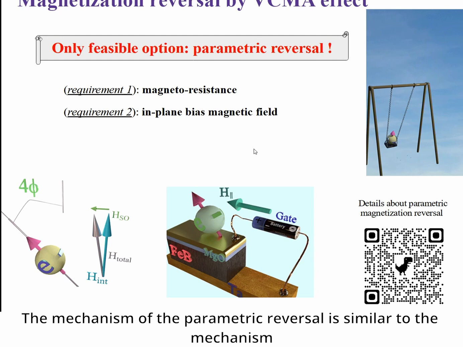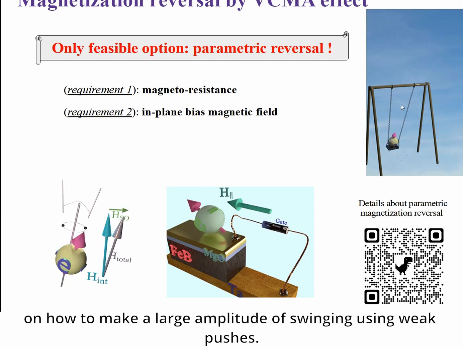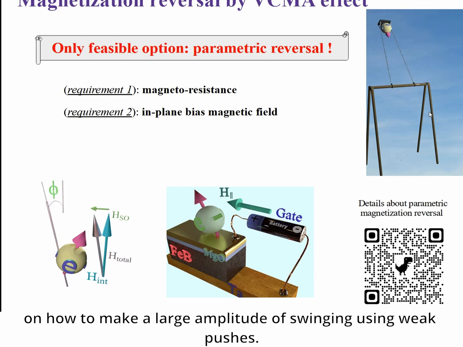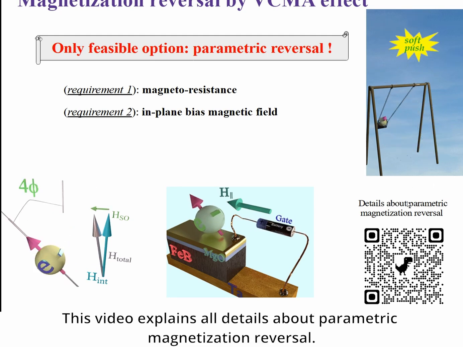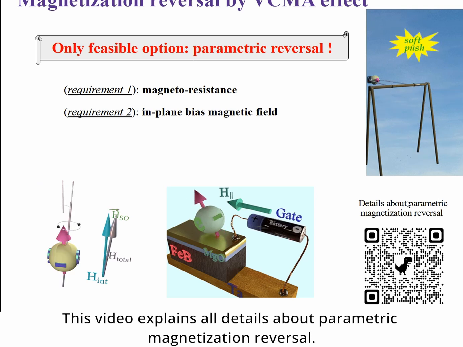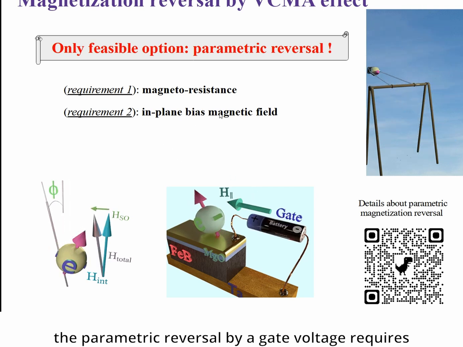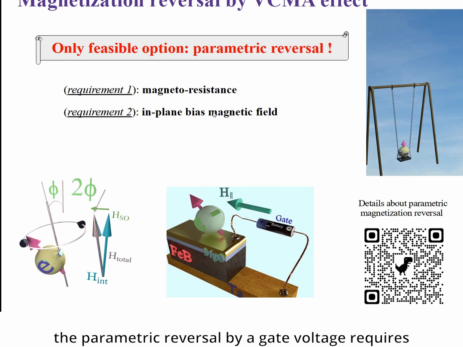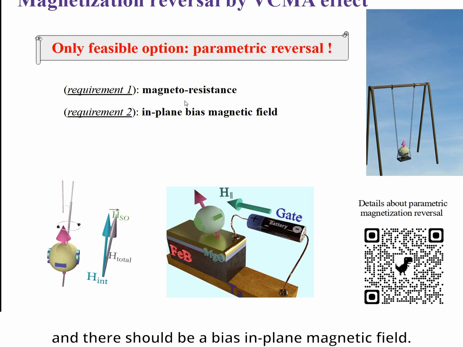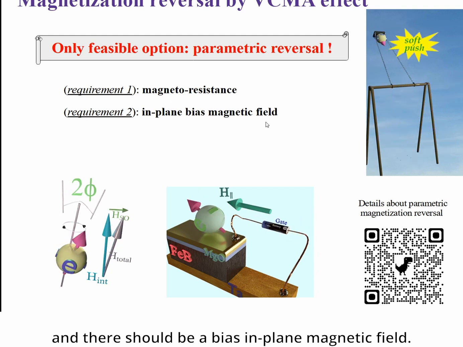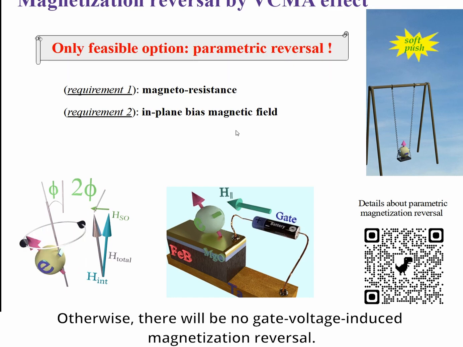The mechanism of parametric magnetization reversal is similar to the mechanism of how to make a large amplitude of swinging using quick pushes. This video explains all details about parametric magnetization reversal. I would only like to emphasize that parametric reversal by a gate voltage requires that there should be a magnetoresistance in the sample, and there should be a bias in-plane magnetic field. Otherwise, there will be no gate voltage-induced magnetization reversal.